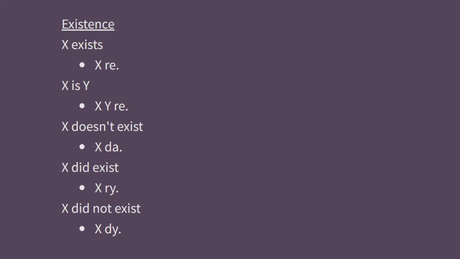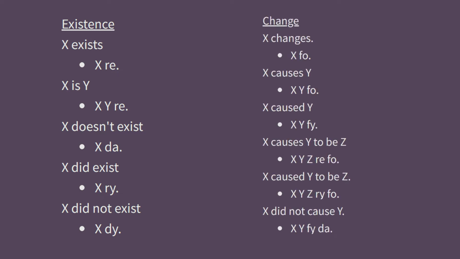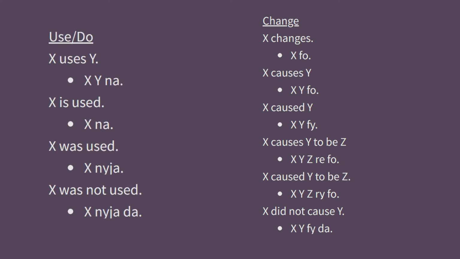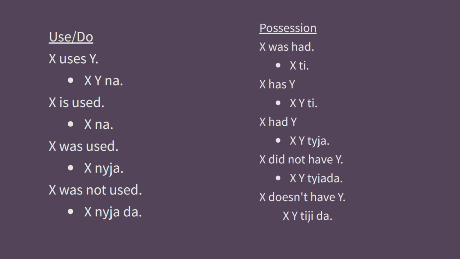Existence, which is used for if something exists or if something is something else. Change, which is something that exists now, how something caused something else, or how something made something else become something else. There is the use or do relational, which is something uses something else to do something, or something does something else. And lastly, the possession relational, which is to say something has something else, or something was possessed.